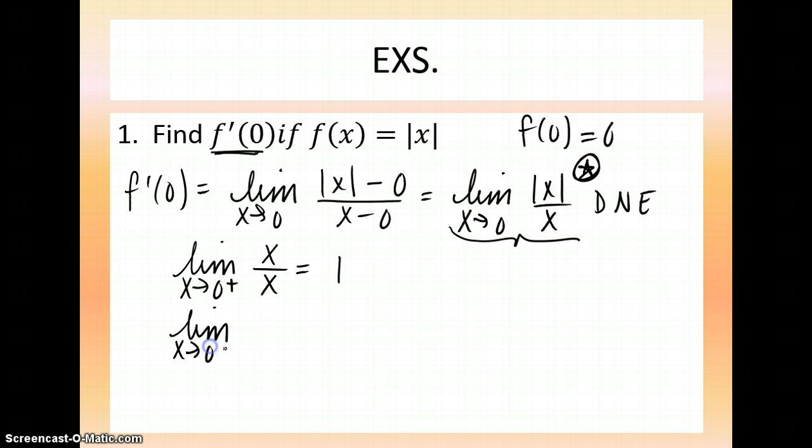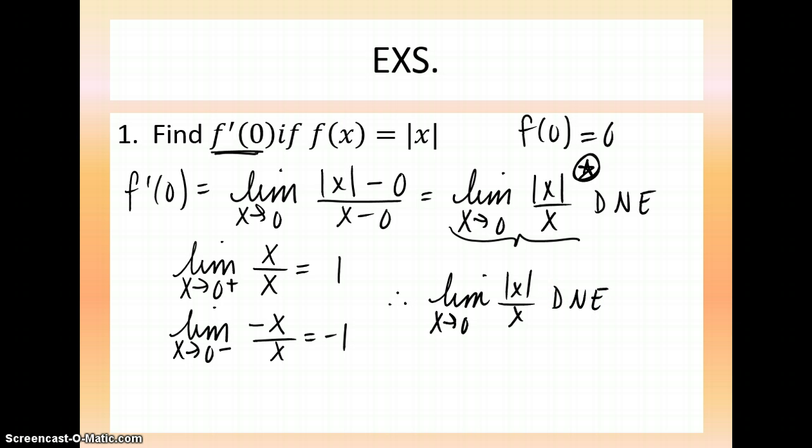The limit as x approaches 0 from the left-hand side, though, what does the absolute value of x do? It takes the opposite of the number that's inside. If the one-sided limits are not equal, what can we conclude? The limit as x approaches 0 does not exist.